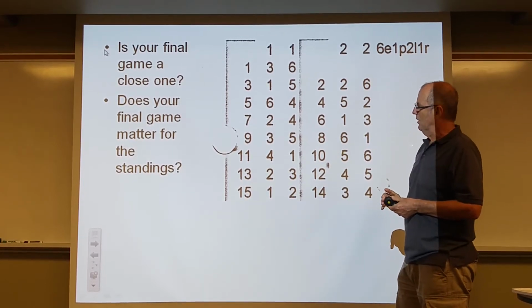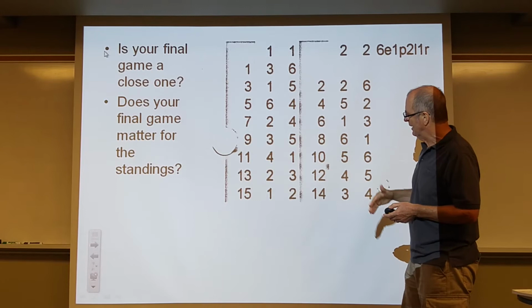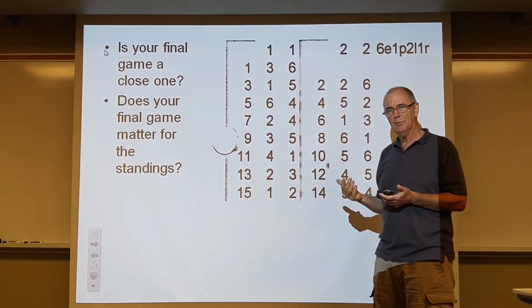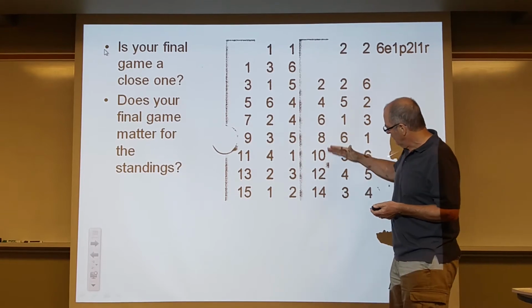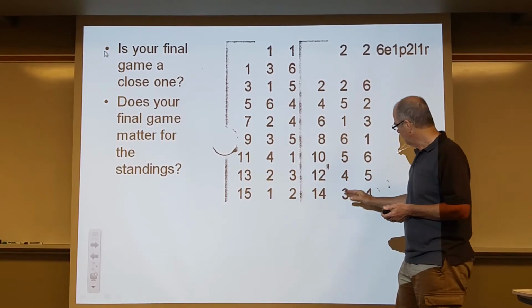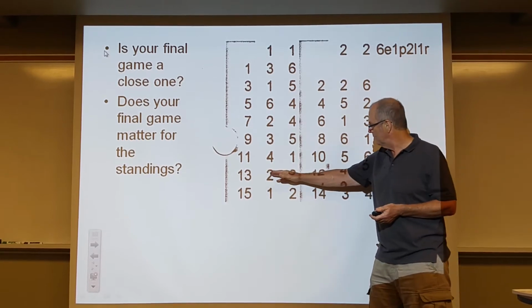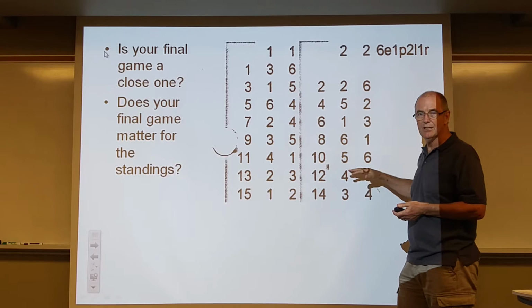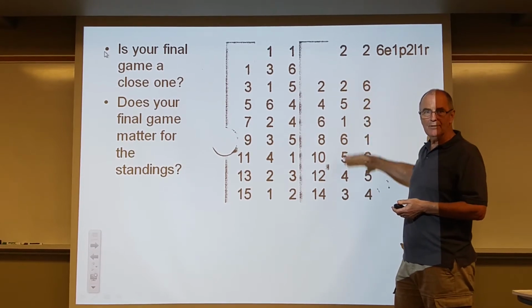Is your game a close one? Again, it doesn't have to do with final standings because everybody plays everybody, but look at the final games here. So this is the final game. One plays two, three plays four. Before that, two plays three, four plays five. Before that, five plays six. This is going to build a lot of excitement.